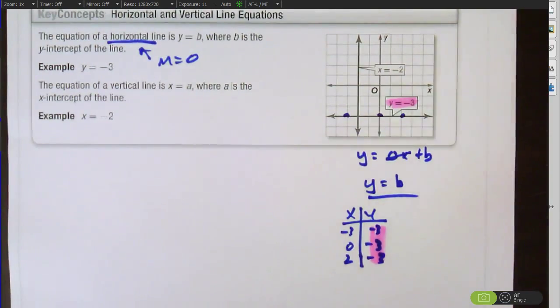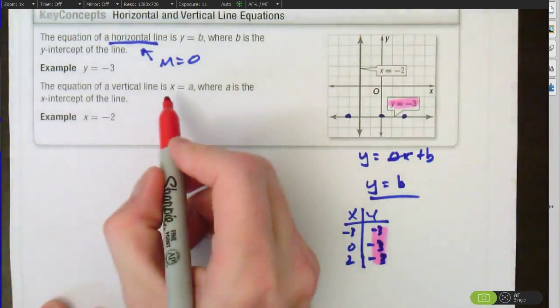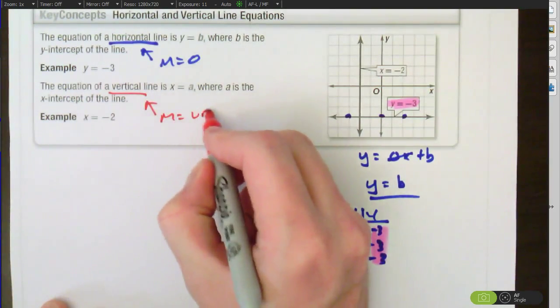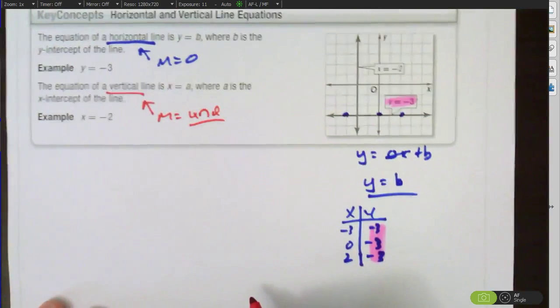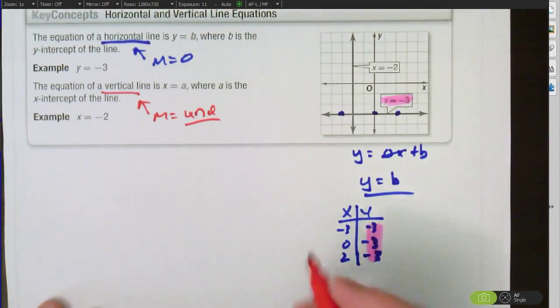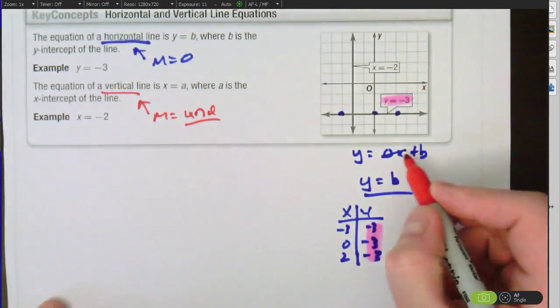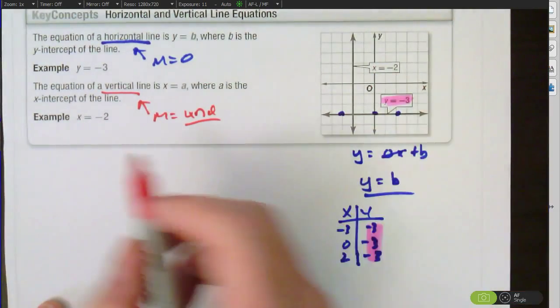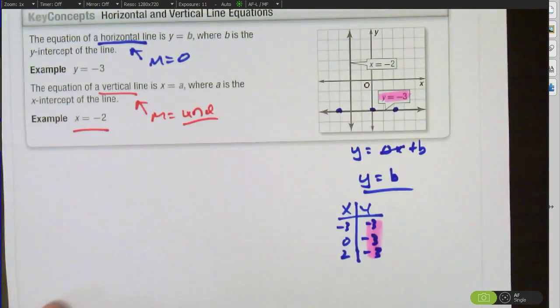Now, for vertical lines, I can't do slope-intercept form because a vertical line has a slope, we talked about this, yes, in 3.3, that's undefined. So if I tried to plug in an undefined number for slope, it falls apart. I can't do undefined times a value. So that's why it's just simply x equals something.